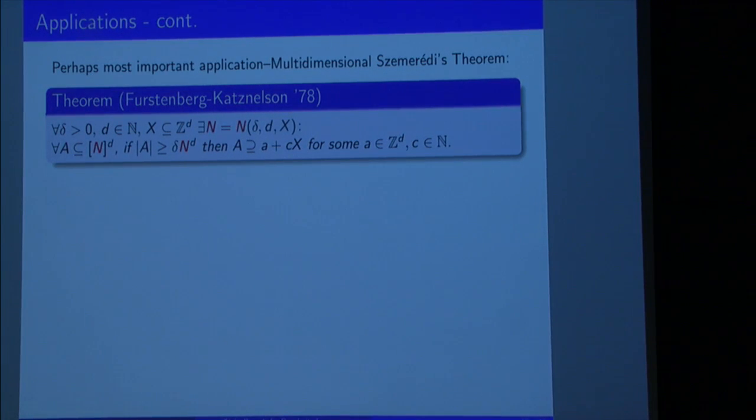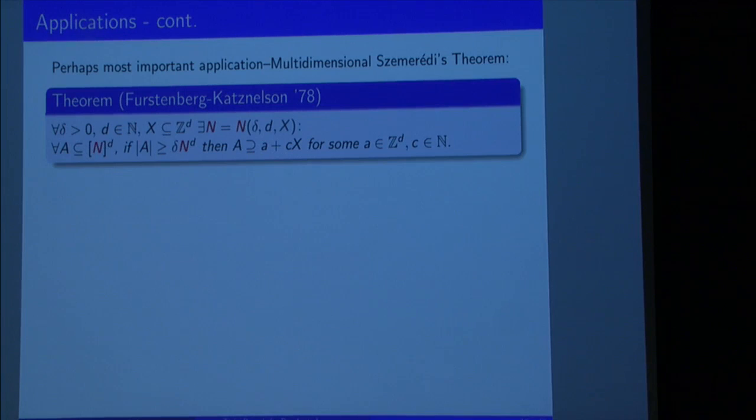A very special case would be if you take D, the dimension, to be 1, and you take the configuration X to be just the numbers 0, 1, 2, until K minus 1. In this case, the homothetic copy would be you just multiply this set of first natural numbers by C, and then translate it, which is another way to define a K-term arithmetic progression. Again, this is much more general.